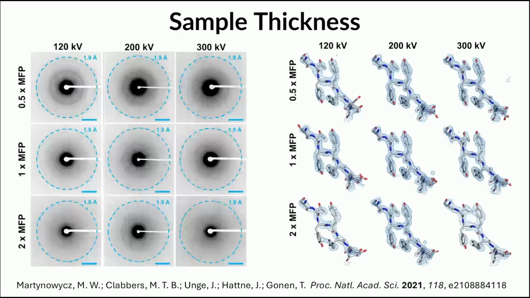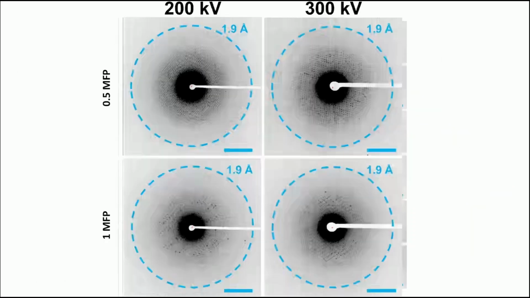I want to highlight the importance of the sample thickness, because when it's too thick, we get bad resolution because we have bad data. But when it's right, I will show that. So these are the best cases. We need a high energy electron beam, and also we need the 0.5 to 1 mean free path thickness.